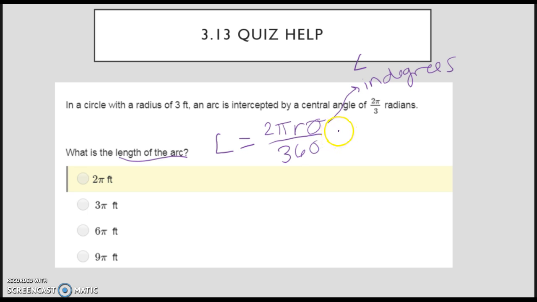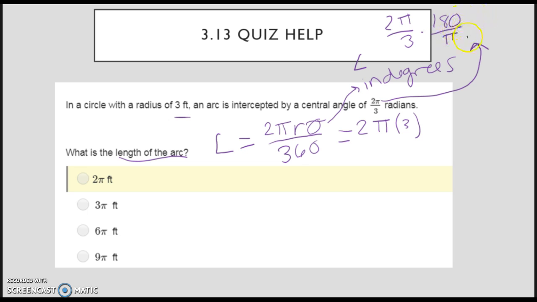So if we want to plug in what we're given, we can plug in 2 pi times a radius of 3 times theta, but the theta that we have is in radians, not in degrees. But we know how to convert it to degrees. We use our conversion factor, which to convert from radians to degrees, you multiply by 180 over pi. If we were going the other way from degrees to radians, we would multiply by pi over 180.